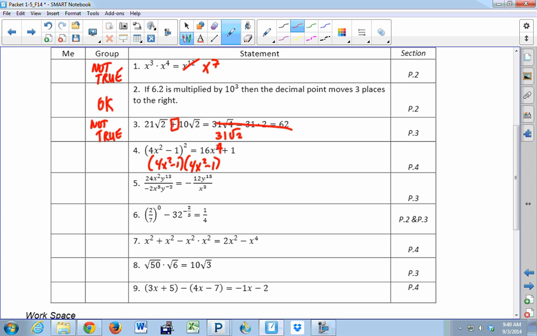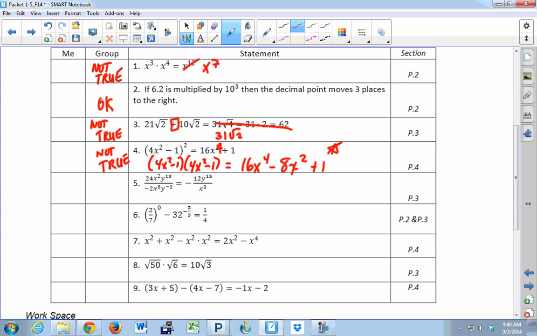So this is what you typically call FOIL if you've done this in high school. This is 16x to the 4th, once you do it all out, minus 8x squared plus 1. So this is not true as well. If you need to train yourself on this, just do 10 or 15 of these. Make your own up, like x plus 2 squared, x plus 3 squared, 2x plus 1 squared, so that you don't fall into this trap.